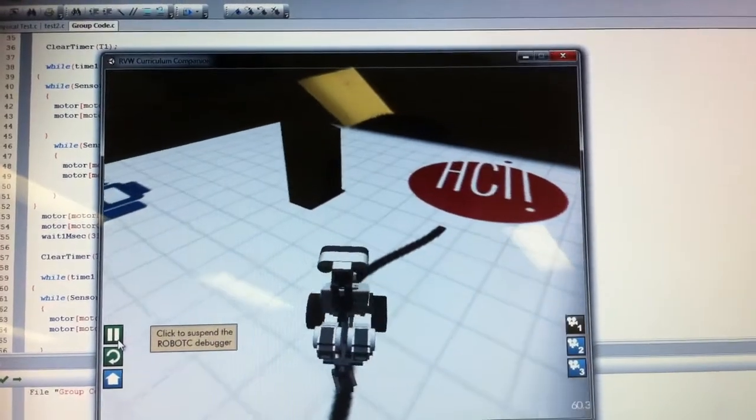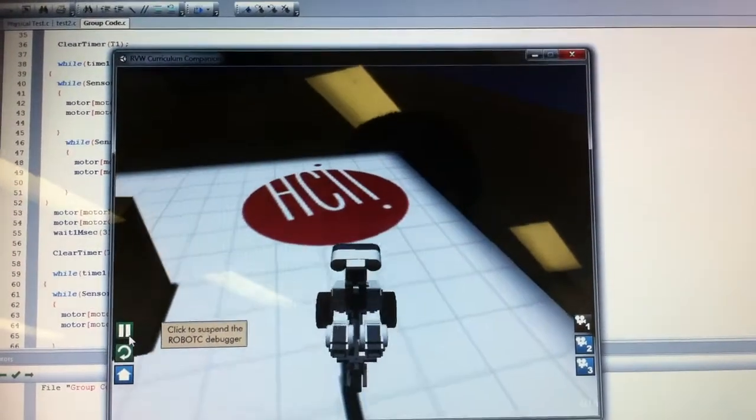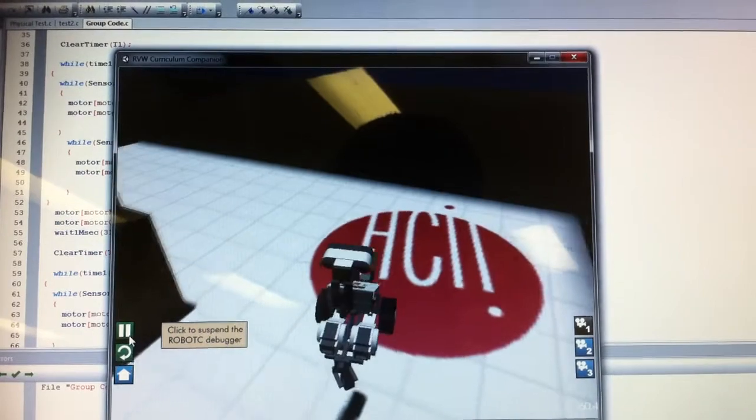So once it finishes the line, that is the end of the simulation, and then goes around the circle for a little dance.